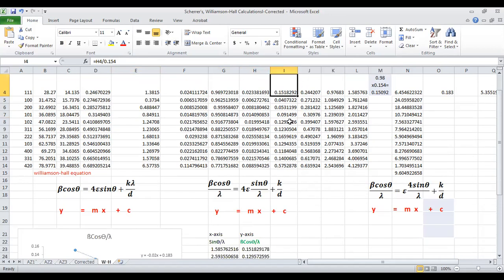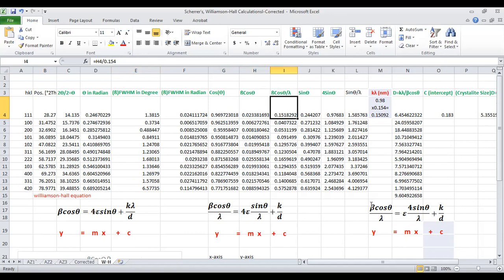For this, we have done the y-axis. Now the x-axis may be sine theta, or sine theta over lambda, or 4 sine theta over lambda. You may use any one of the x-axes over here. You take the sine of all these theta values, and if you want 4 sine theta on the x-axis, you have to multiply by 4, and of course it would be sine theta over lambda if your target is any of the equations like this.